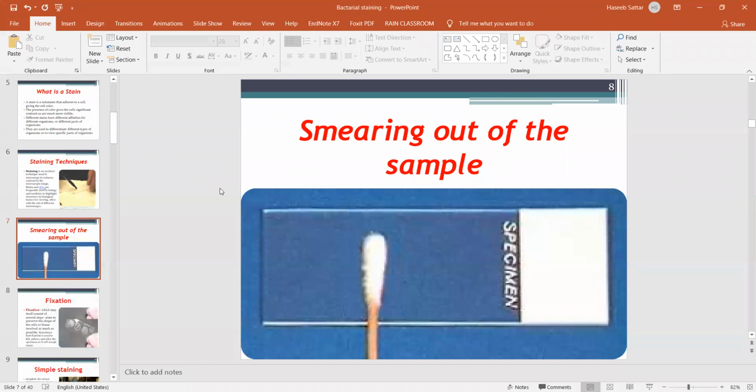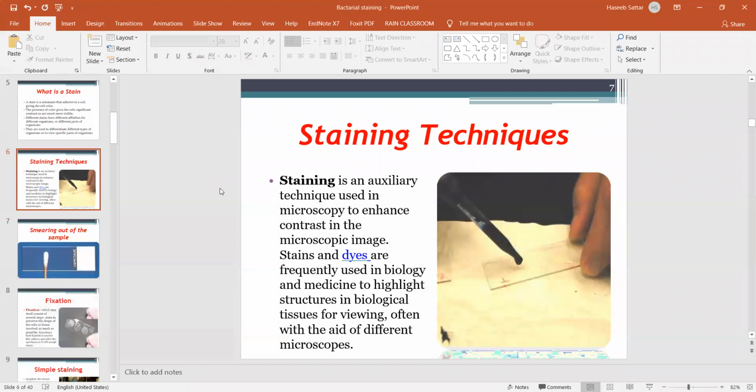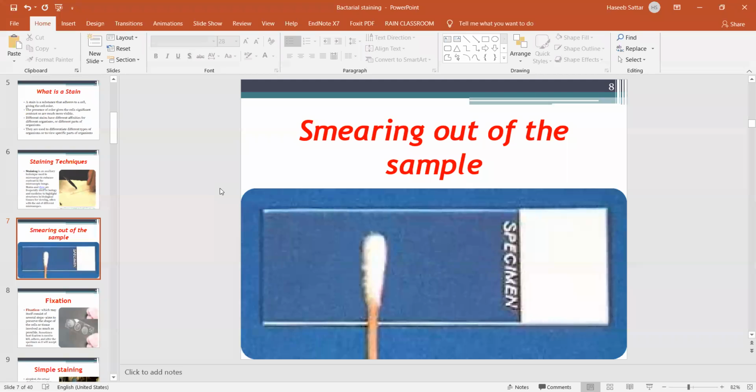So how do we do a simple staining? I told you, we just need a simple dye. A simple staining technique identifies the presence of bacteria, but it uses only one color, one dye, so all the bacteria will be colored the same. The first step of simple staining is preparing a smear. What is a smear?